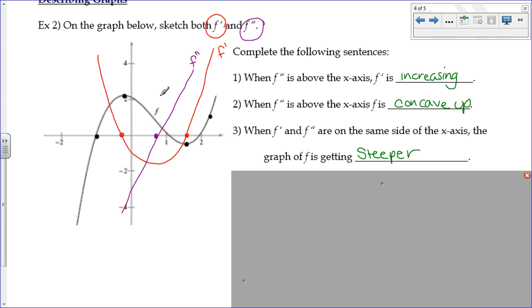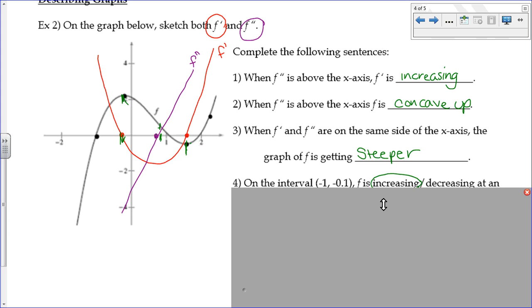So when f double prime is positive and f prime is positive, that would be from here over. And from here over, the graph is getting steeper. When they're both negative, that would be from like here to here. They're both negative. So on the graph of f, that would be from here to here. It is decreasing and getting steeper.